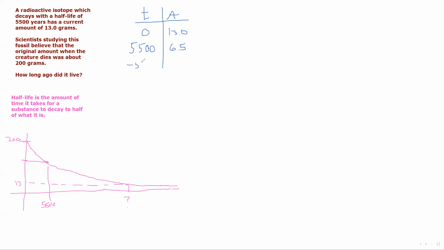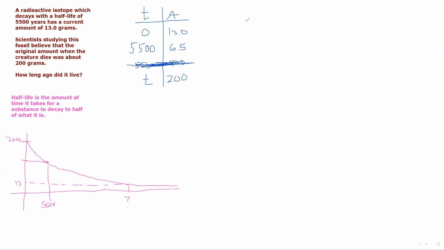Alternatively, you could say 5,500 years ago in the past, there was twice as much, there was 26. You can use either of these. I'm going to use the first one, so I'm going to cross this out just so we don't get confused. But either one of those as a data point is perfectly acceptable. You do need 2 data points for this, for k. And then finally, we need to know, all right, when is the amount 200?